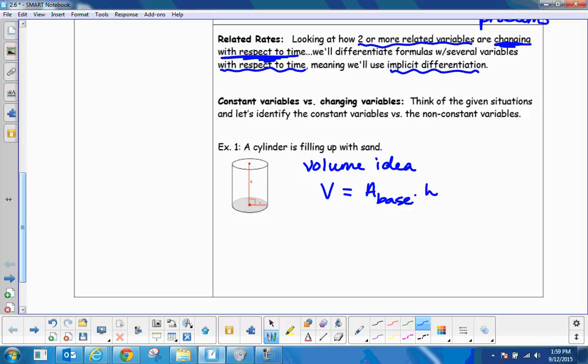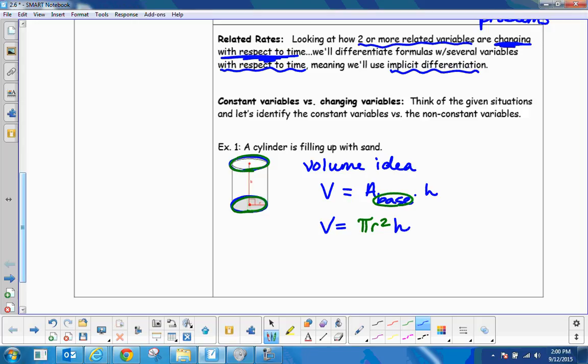So in our example, this is a circle. We have a circle for a base, top and bottom. The base part is a circle. Our area then will be pi r squared for that. So our volume formula will be pi r squared h.